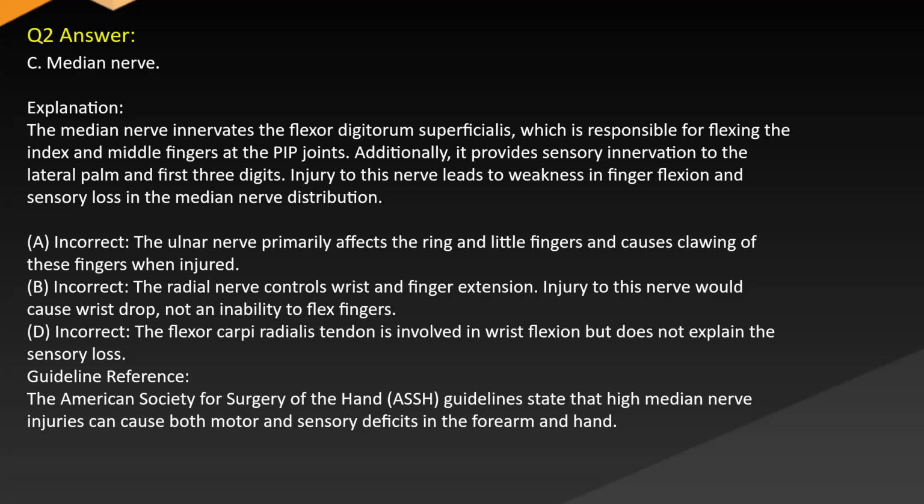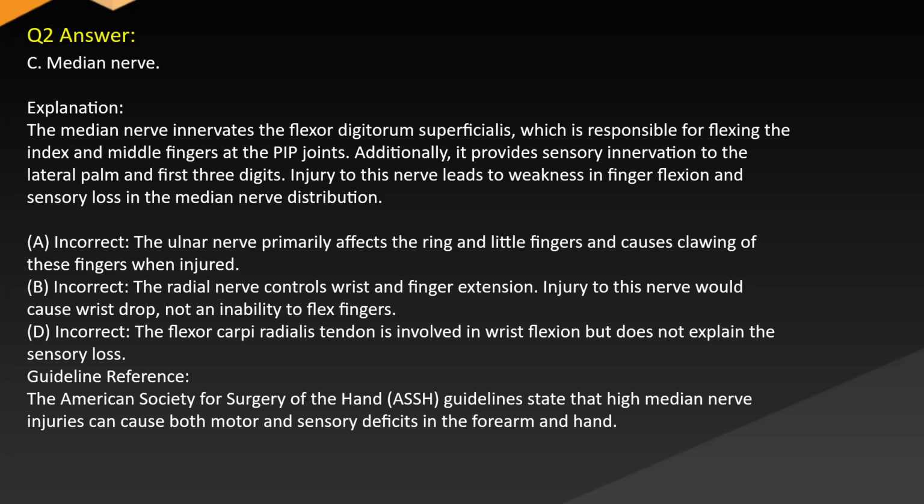Answer: C. Median nerve. Explanation: the median nerve innervates the flexor digitorum superficialis, which is responsible for flexing the index and middle fingers at the PIP joints. Additionally, it provides sensory innervation to the lateral palm and first 3 digits. Injury to this nerve leads to weakness in finger flexion and sensory loss in the median nerve distribution.